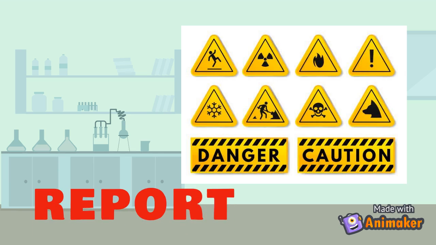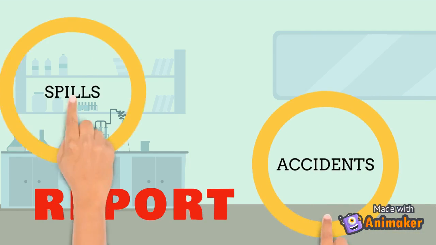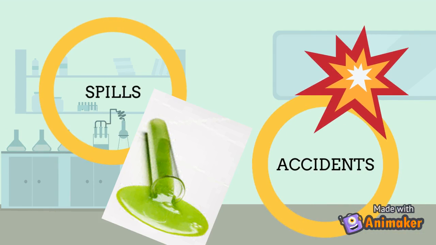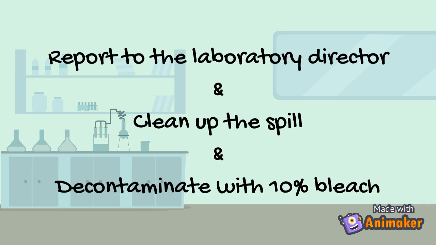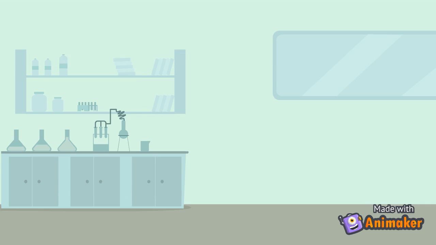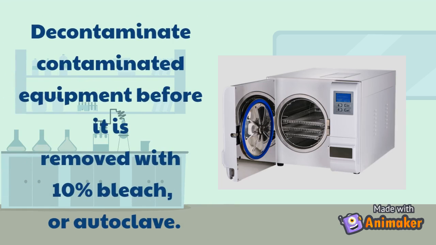Lastly, report any spills or accidents. Spills and accidents that occur in the laboratory must be reported to the laboratory director, and the spill must be cleaned up and decontaminated with 10% bleach immediately. Decontaminate contaminated equipment with 10% bleach or autoclave before it is removed from the facility.